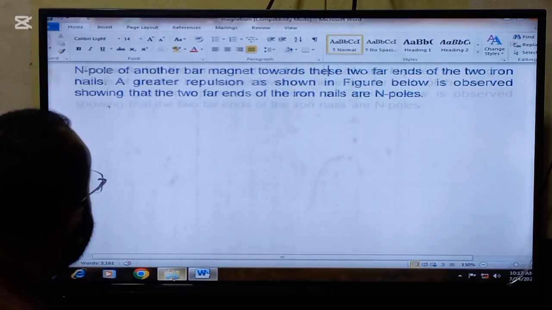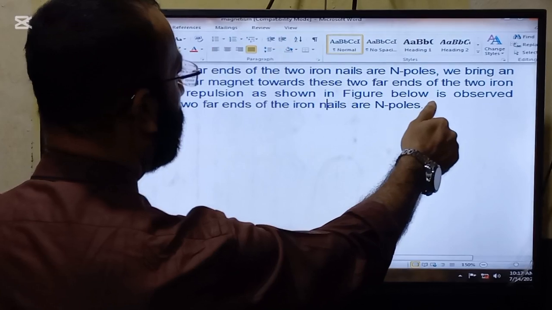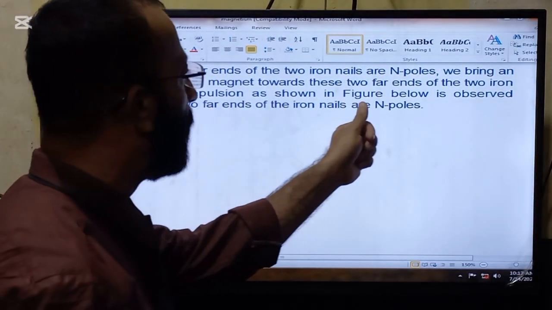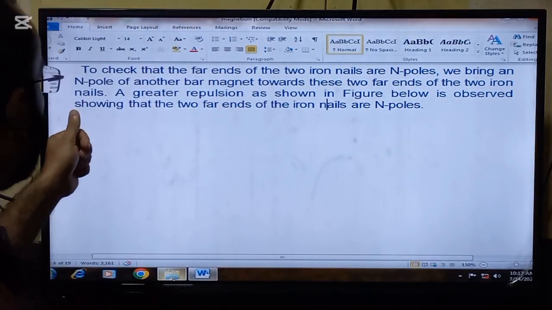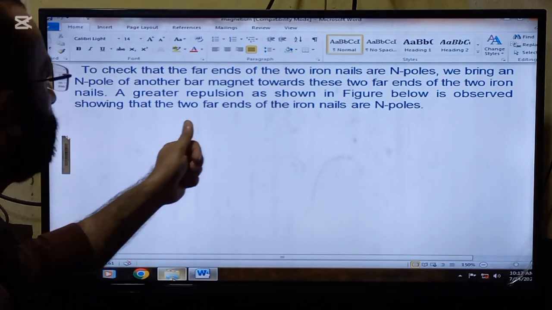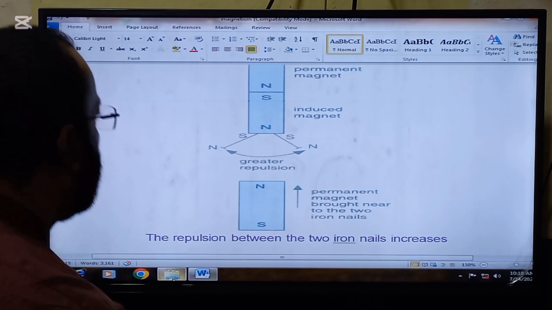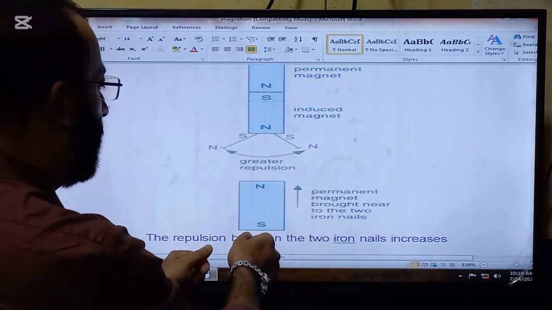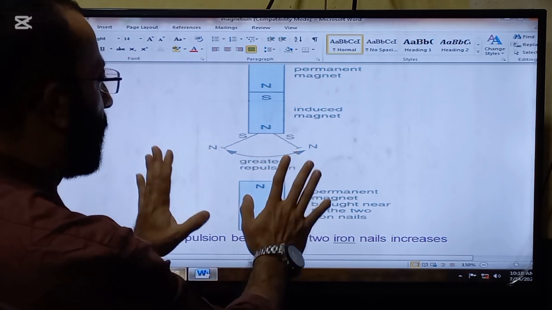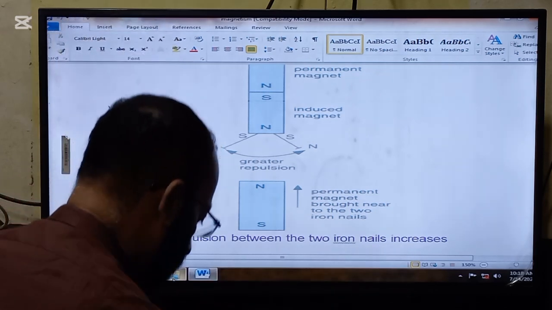To check that the far ends of the two iron nails are N poles, we bring an N pole of another bar magnet towards these two far ends of the two iron nails. A greater repulsion, as shown in the figure below, is observed, showing that the two far ends of the iron nails are N poles. So the repulsion will be greater if we bring another permanent magnet closer to these two iron nails. The repulsion between the two iron nails increases.